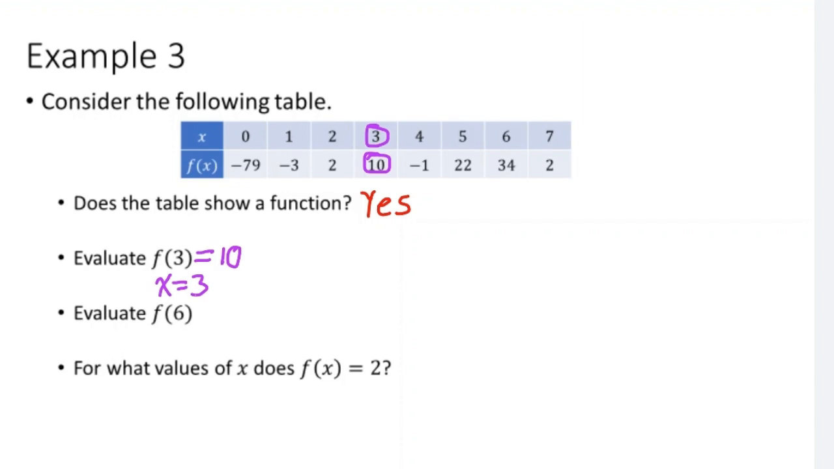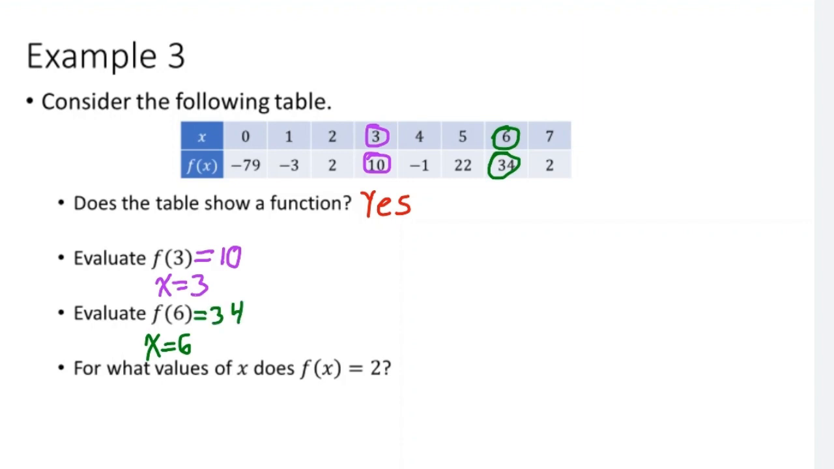Next, we're going to find f of 6. F of 6 means when x equals 6, we want to figure out what the value of f will be. Going to the table, I see 6 right there, and I can see that f of x will be 34 when x is 6. So f of 6 is 34.